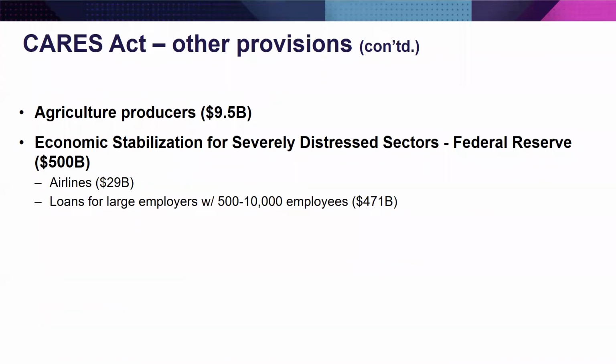And one to keep your eye on, which we're doing at Lathrop GPM, is a $500 billion component of the CARES Act deemed economic stabilization for severely distressed sectors, $29 billion of which is for passenger airlines and cargo airlines. And another $471 billion will be for so-called large employers, 500 and up, that the Federal Reserve Bank will be deploying and coming up with guidelines, we hope soon.